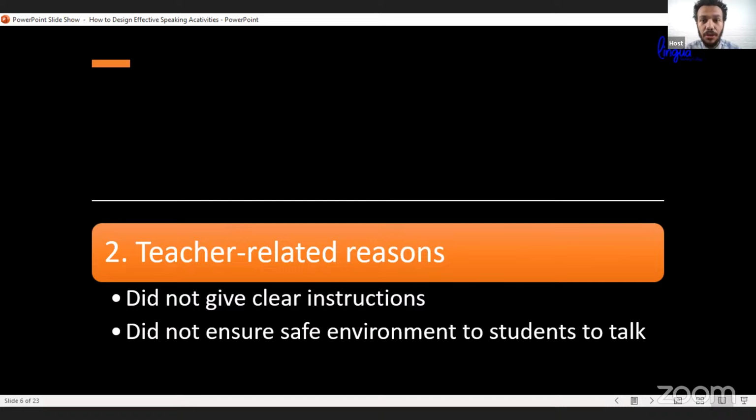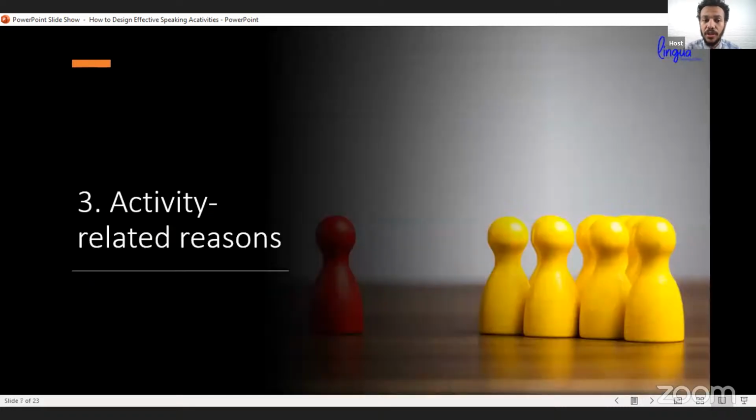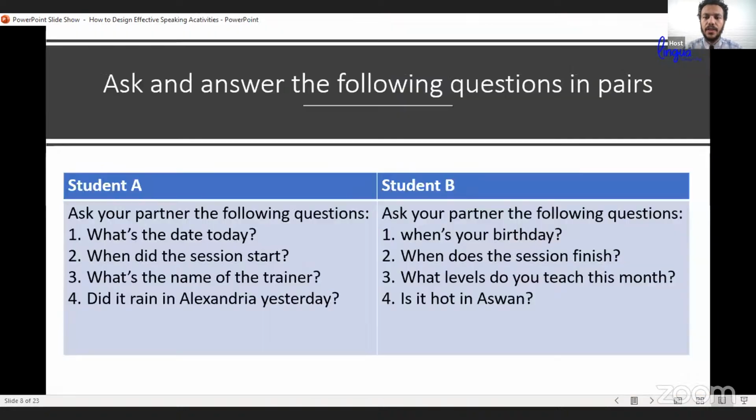But now we'll cover activity-related reasons. So we'll focus on the activities and what could make the activities in the class more effective to get students started to speak. Have a look at this exercise and what do you think about it? Is it effective or not?